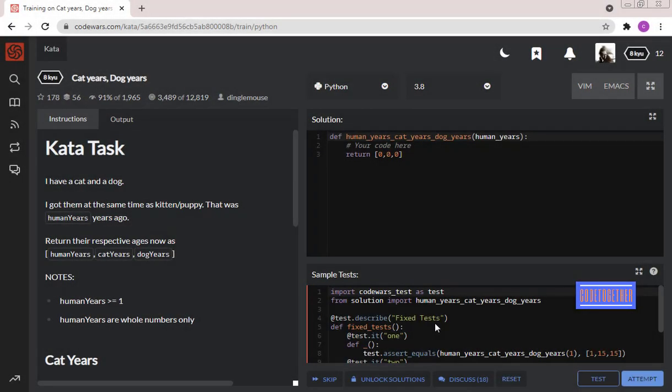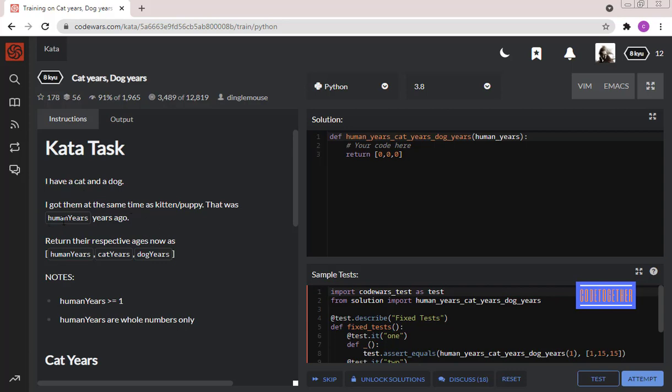Hello guys, this is Code Together, and today we're going to solve another 8K kata from Codewars. First, read the instructions and find out what this example wants from us.